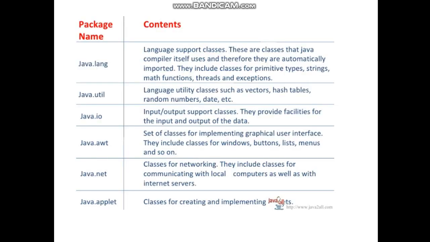The java.lang package supports language classes. Java.util supports utility classes. Java.io will support input or output classes, and the AWT package is used for creating graphical user interface. AWT is the abstract window toolkit. You have the net package which is used for networking, and the applet package is used for creating and implementing applets.